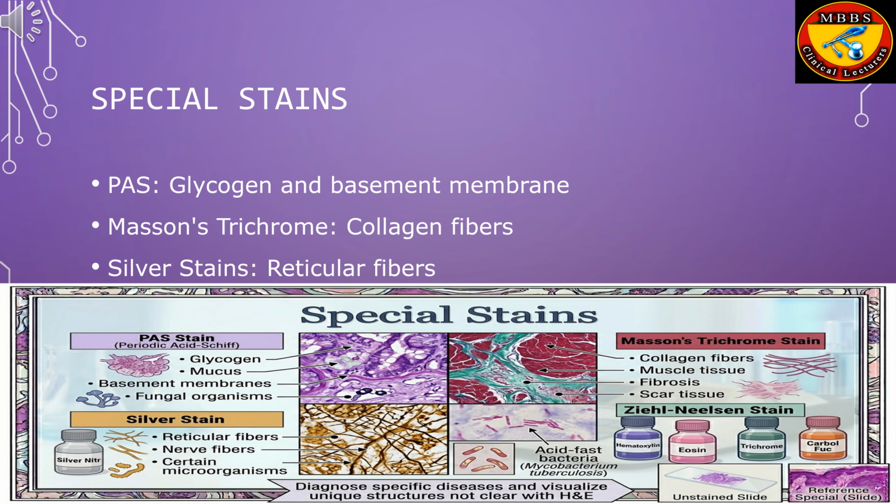Ziehl-Neelsen stain. Used to detect acid-fast bacteria, especially Mycobacterium tuberculosis. Special stains help pathologists diagnose specific diseases and identify structures that are not clearly visible with H&E stain.